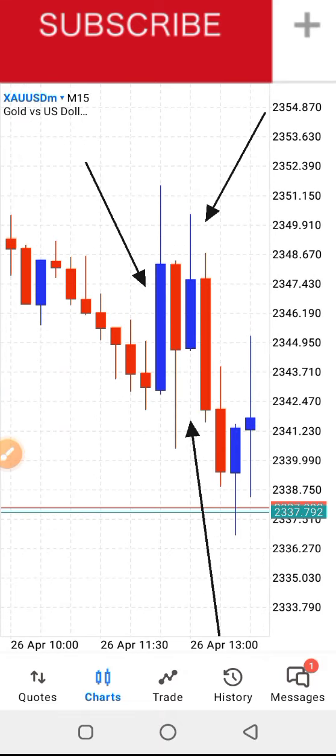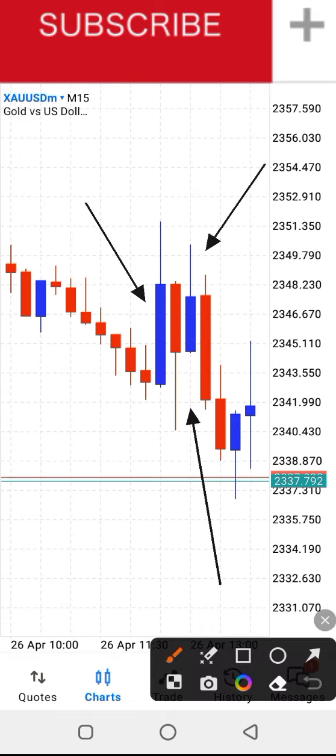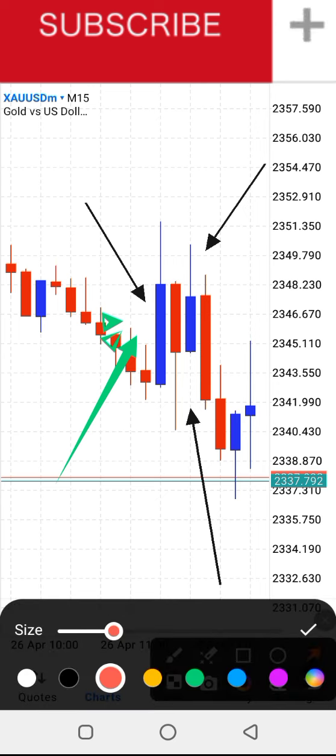You have a cluster of pins right here. I took this trade yesterday. This is the trade I took that I used to make that video, this particular one. Okay, let me change the color of this. I prefer the red one.